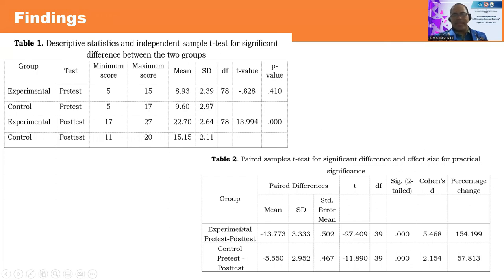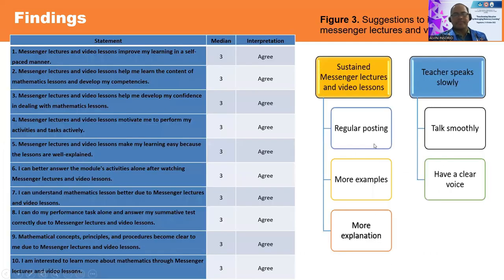Based on the data, the experimental group pretest and post-test have a significant difference because the p-value is 0.000. The same with the control group, the pretest and post-test have a significant difference. However, considering Cohen's d and percentage change, the experimental group has the highest practical value or effect size.